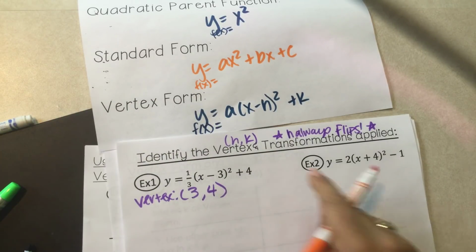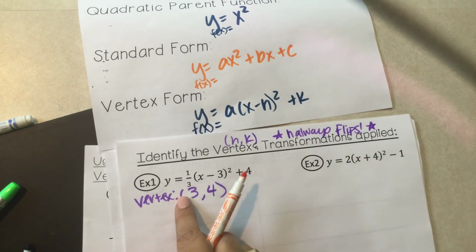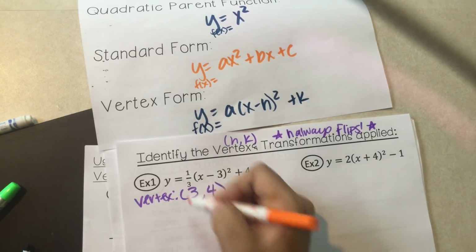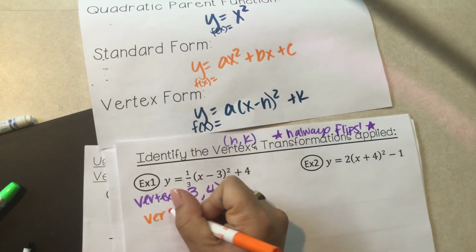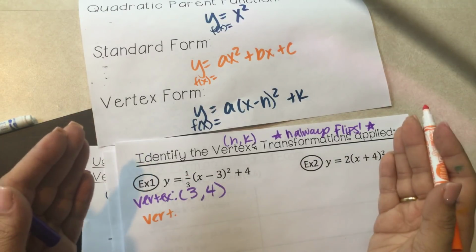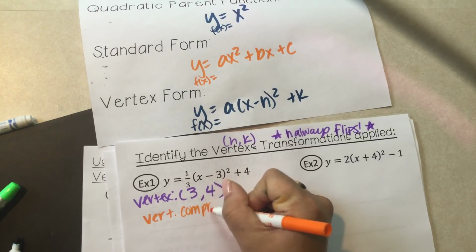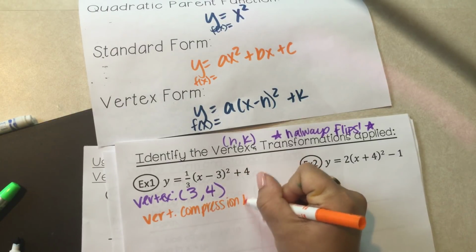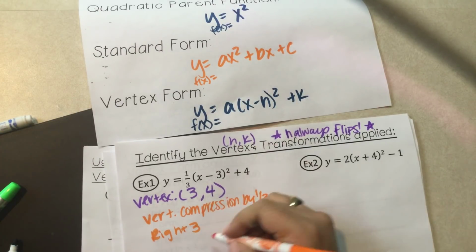When you're looking at the transformations that are being applied, you want to work from left to right, just like we're reading in English. So your first thing that you see is that scale factor of 1/3, which means that there's either a vertical stretch or compression happening. And because your a value is between 0 and 1, it's going to be an actual vertical compression. Next up, notice we move to the right 3 and up 4.